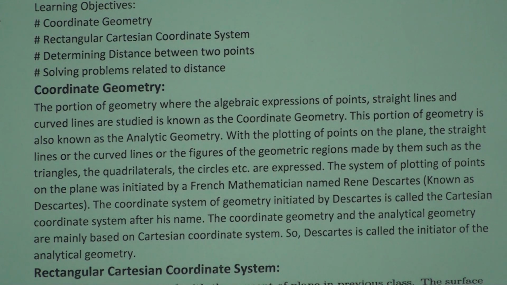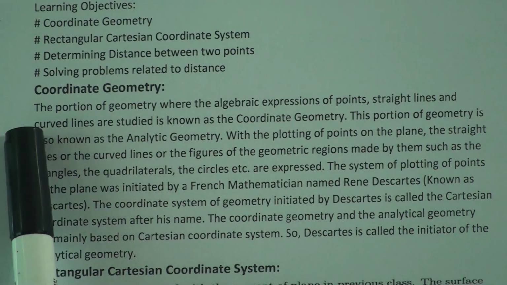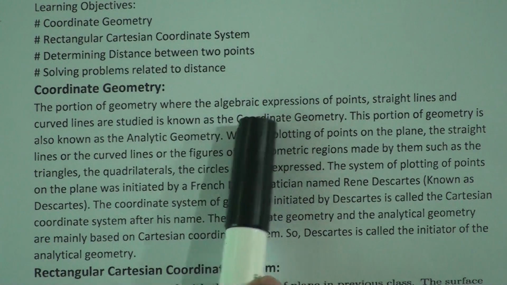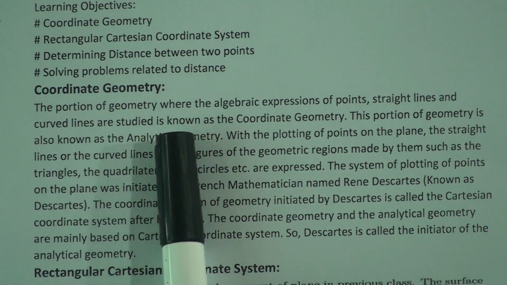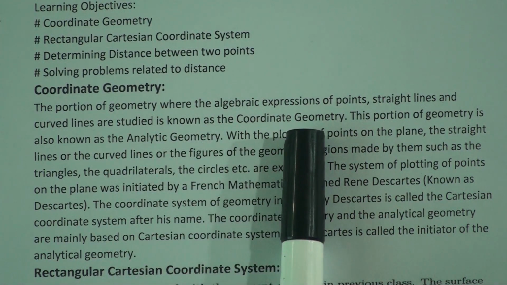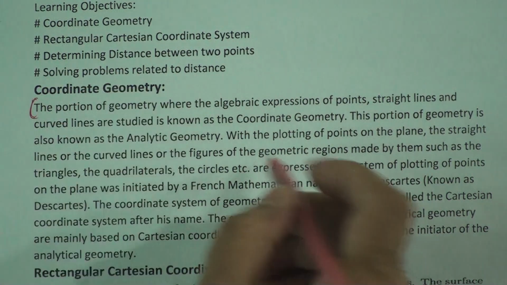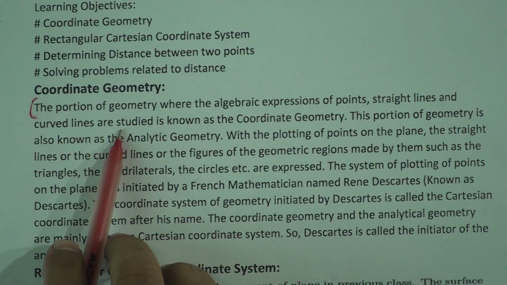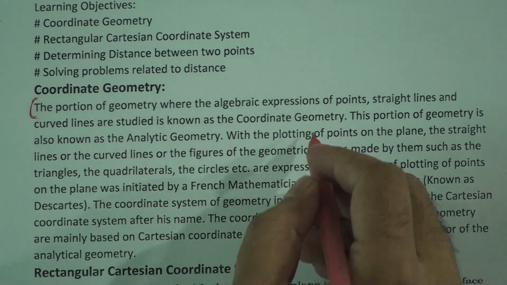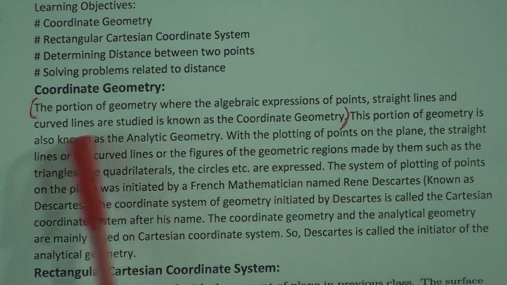Okay, dear students, at first see what is coordinate geometry. The portion of geometry where the algebraic expressions of points, straight lines and curved lines are studied is known as coordinate geometry. This is the definition of coordinate geometry.